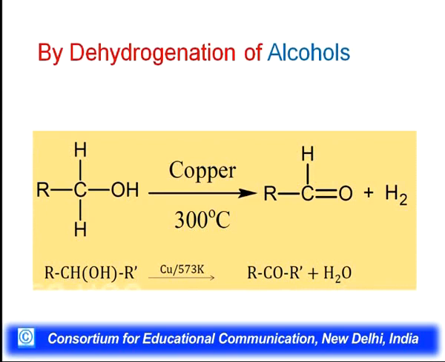There's another method which we can quickly go through, that if we do dehydrogenation of alcohol, that is if we pass alcohol over copper, then in that case, if it's a primary alcohol, we will get an aldehyde, and if it was a secondary alcohol, we would have got a ketone.